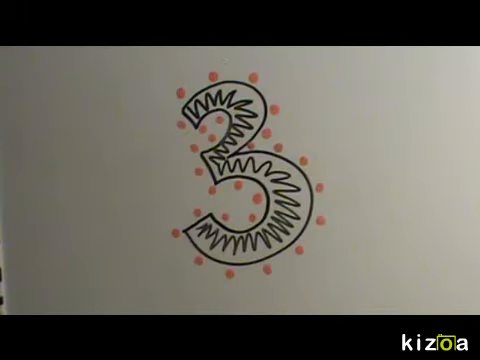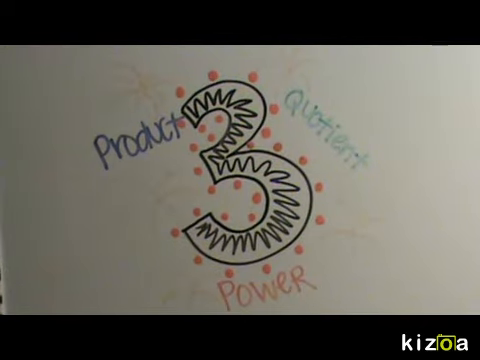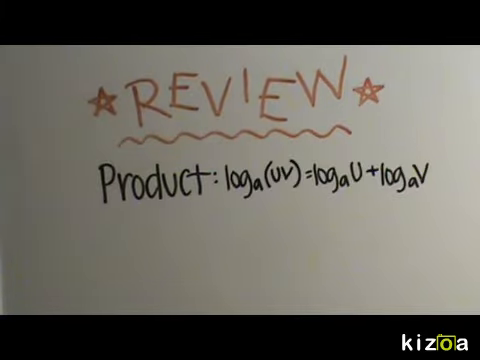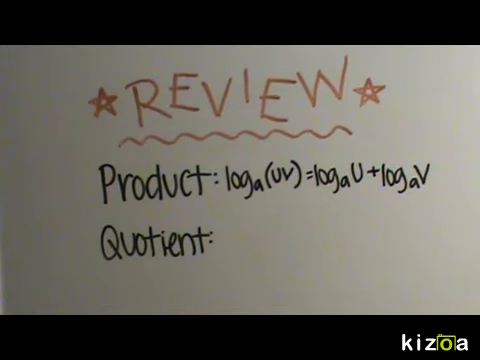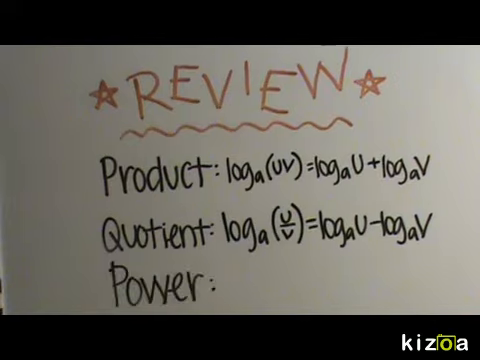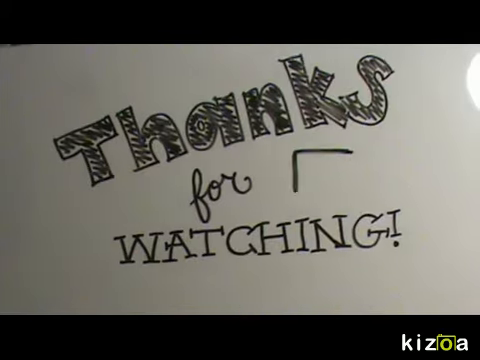Today, we've learned about three different properties: the product, quotient, and power properties. Yay, good for you. Now let's review a little bit. Once again, the product property is log base a of uv equals log base a of u plus log base a of v. The quotient property is log base a of u divided by v equals log base a of u minus log base a of v. And the power property is log base a of u to the n power equals n times log base a of u.